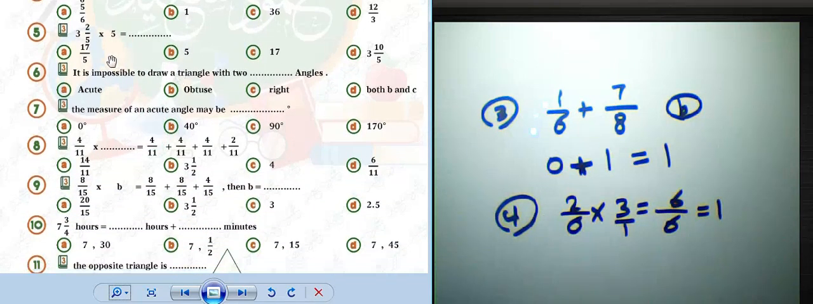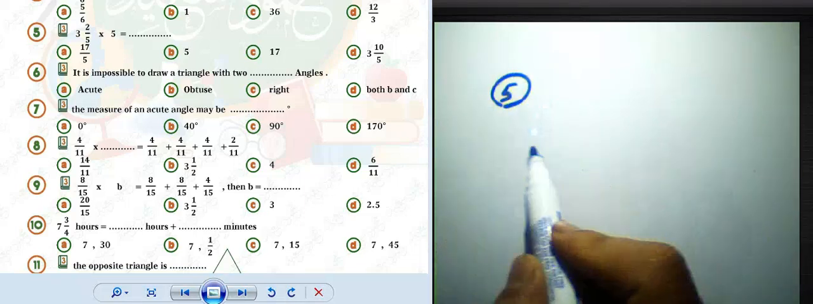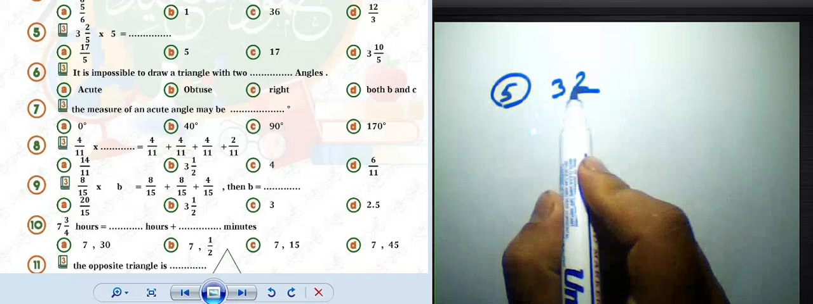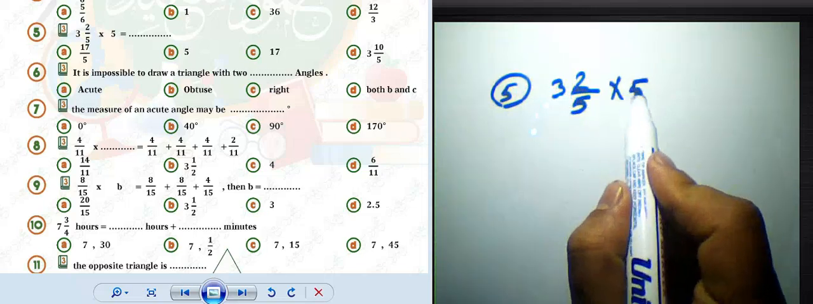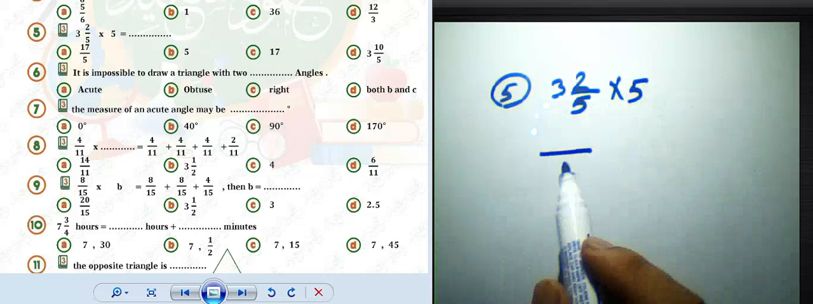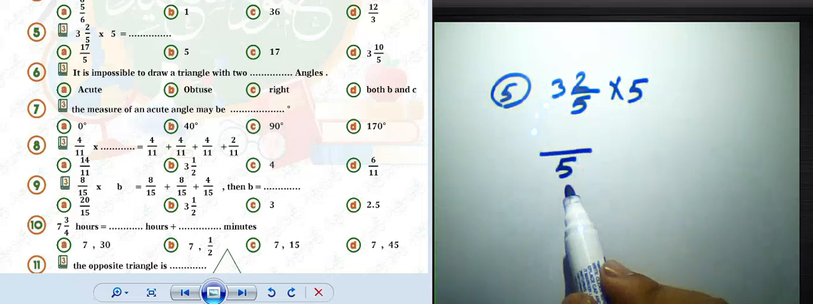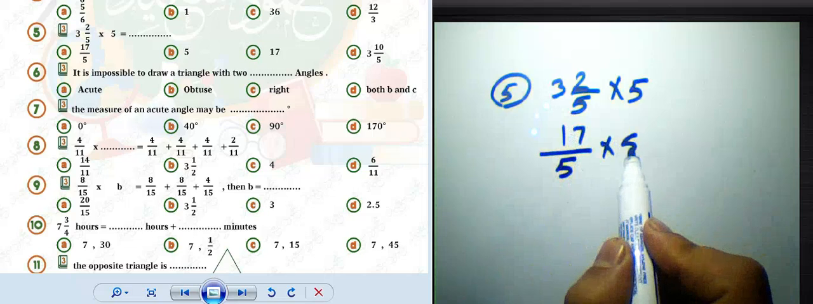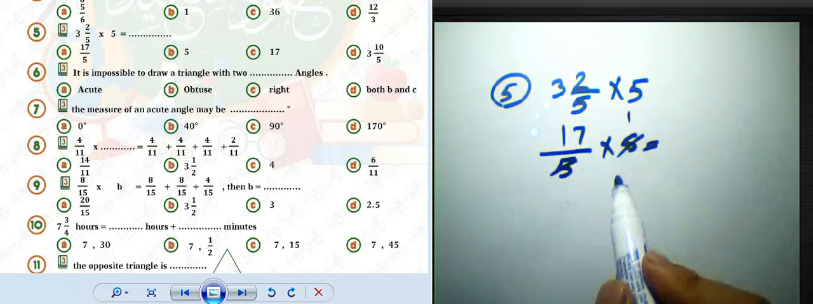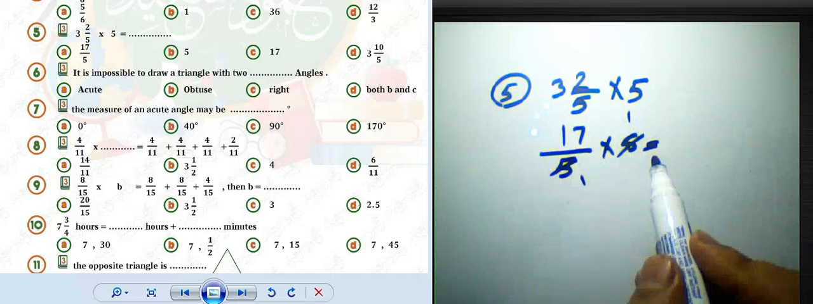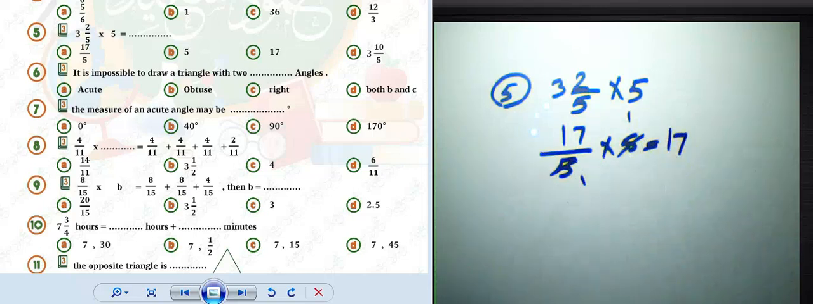Question number 5. 3 and 2 over 5 multiplied by 5. We must convert from a mixed number to an improper fraction. Write 5 in the denominator. 3 times 5 equals 15, plus 2 equals 17 over 5, multiplied by 5. We can simplify it. 5 divided by 5 equals 1. 1 times 17 equals 17. The result will be 17. Choose letter C about this example.